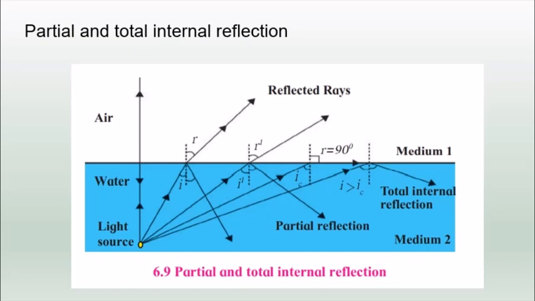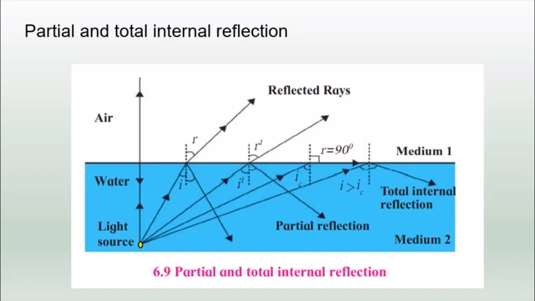Now, as you can see here in the picture, as light goes from a denser medium to a rarer medium, it bends away from the normal. So here you can see that the angle of incidence i is smaller than the angle of refraction r. Now, in the figure, it is shown on the left side. If we increase i, r will also increase, and we can say that the refractive index is constant here.